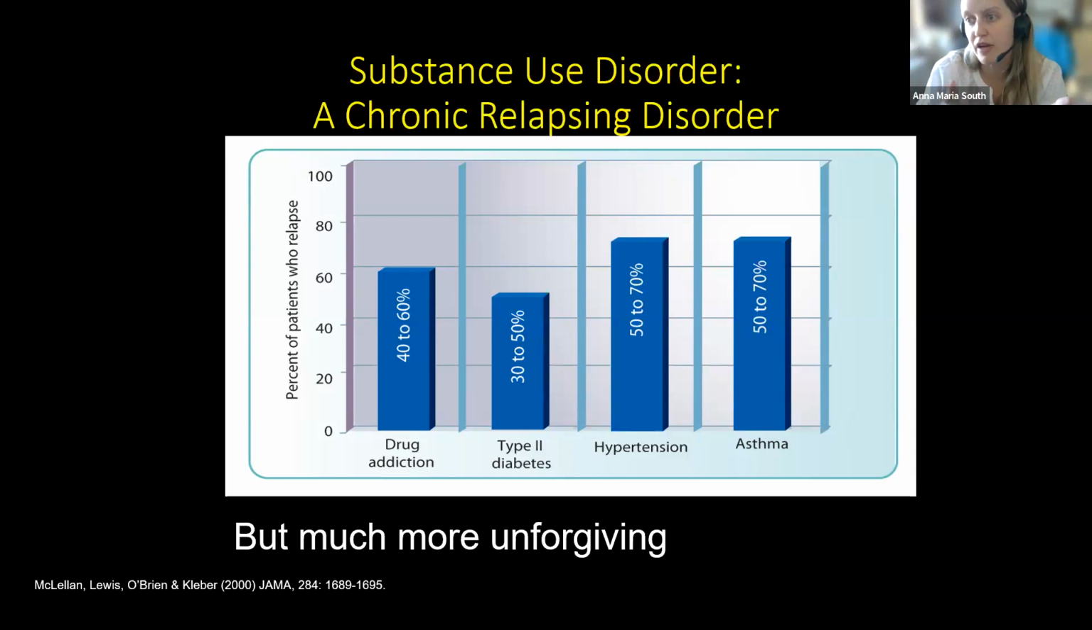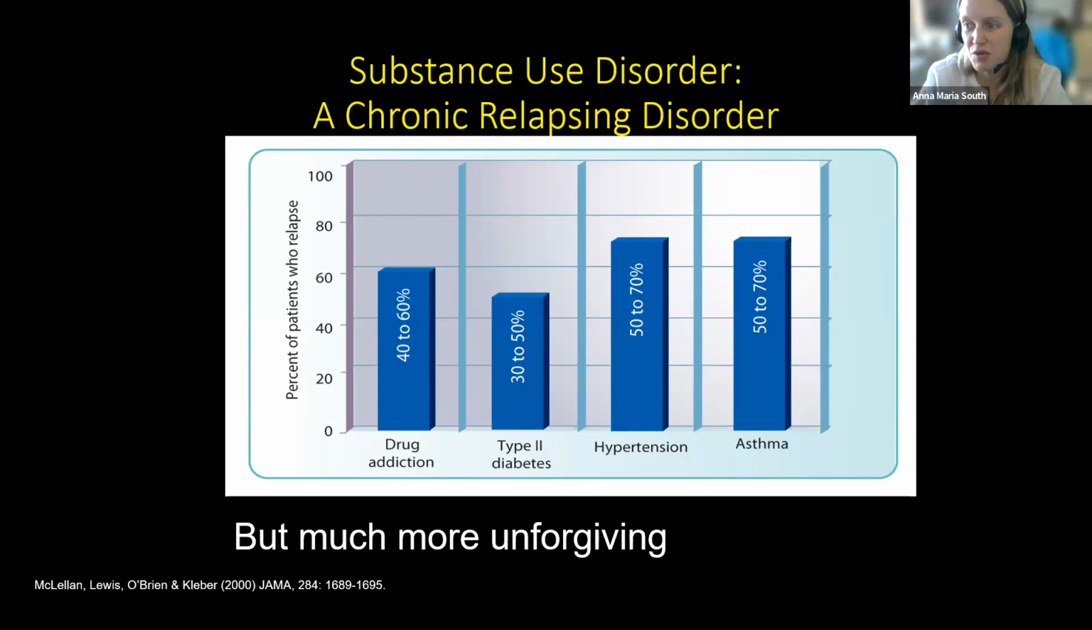So somebody having a return to substance use is by no means a moral failing. What I always highlight with all my patients, though, is that this disease is a lot less forgiving than other chronic medical diseases. Sure, for your diabetes, we want you to be at optimal control. But if you're not at control for a few months, you're probably not going to have lethal consequences for it.